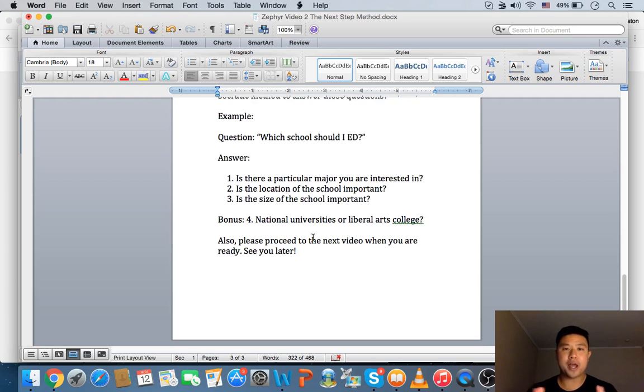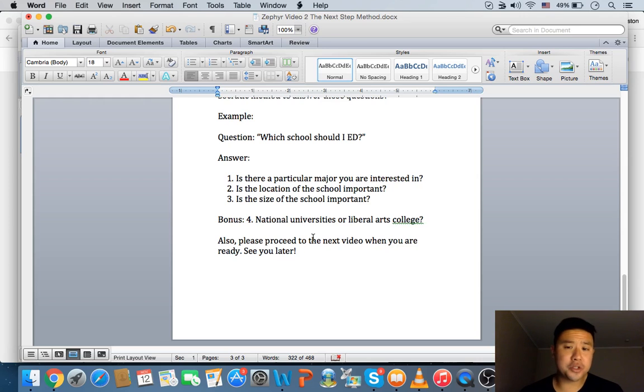And the example that I have here is, which school should I ED? Which is a very, very common question. First, you have to look at their overall portfolio, their GPA, SAT, TOEFL. Those are the main 3. And then you look at their transcript and you look at the courses they took, how difficult they were, AP scores, things like SAT2, everything. And then you combine it with these 3 questions.